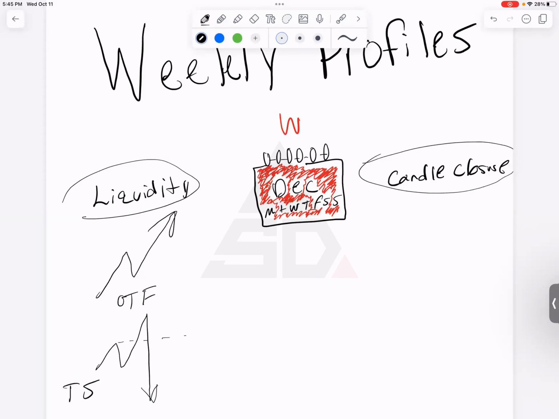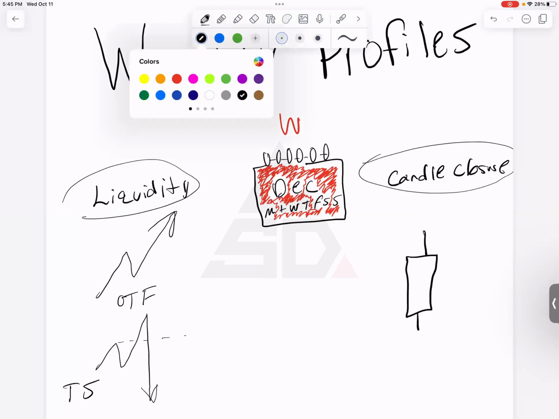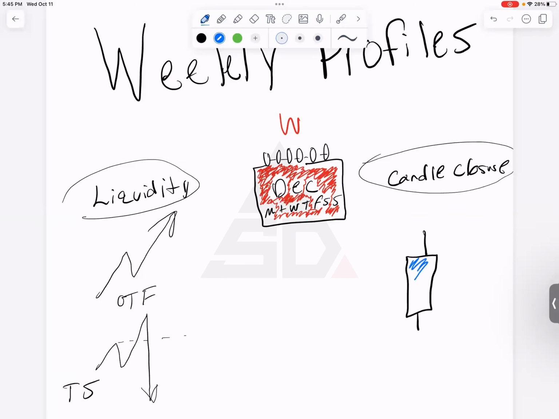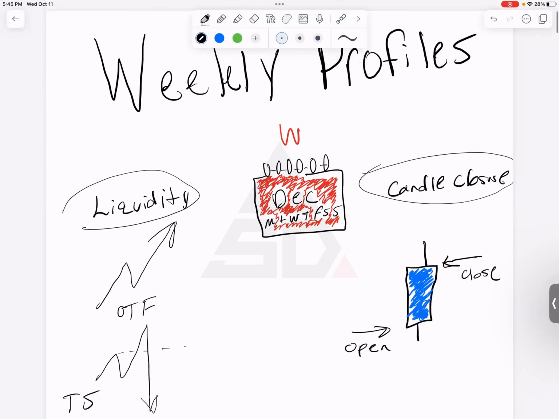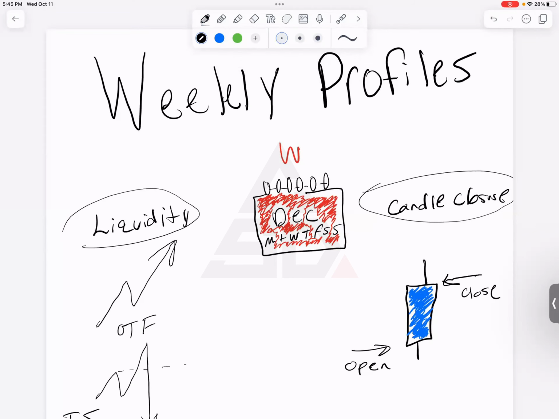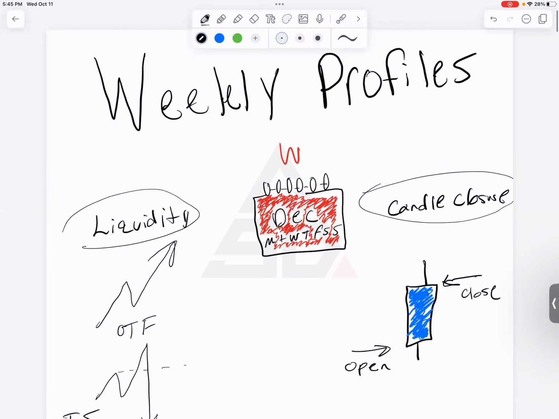The other thing is candle closures, like I spoke about in the previous lesson. We're literally focusing on the candle closures because this is the bread and butter of understanding the profiles you encounter. So keep this in mind when looking at these profiles. That being said, let's get into the first profile, and guys, take notes.